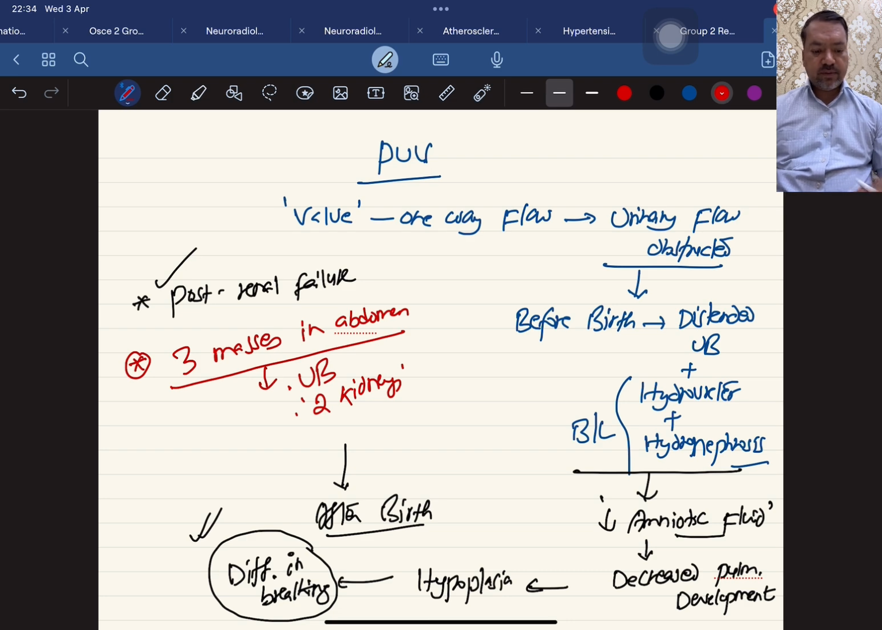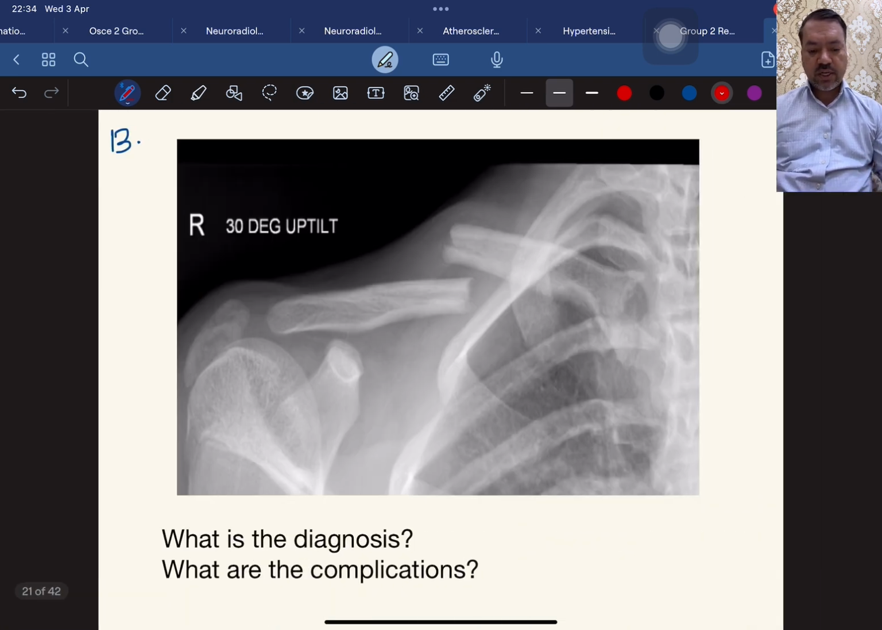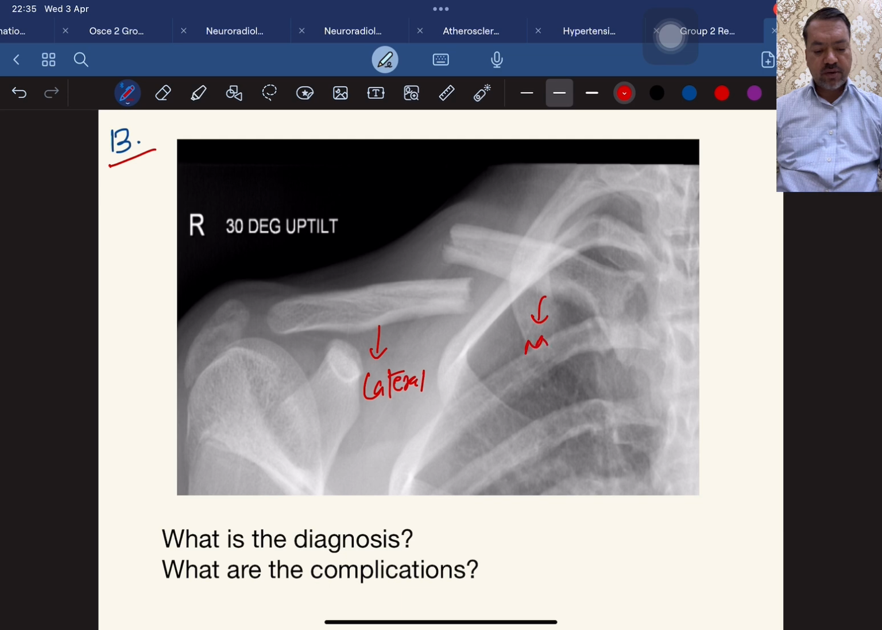So let's move further. We have discussed a lot regarding this. Now, a few of the cases from the musculoskeletal system. So what type of case is here? Okay, look very carefully. This is a clavicle bone which is fractured here. So this is the lateral fragment, and this is the medial fragment. And here is the fracture of the clavicle.